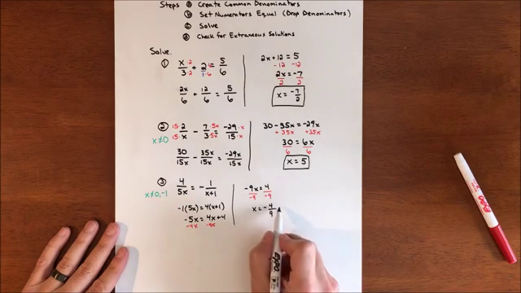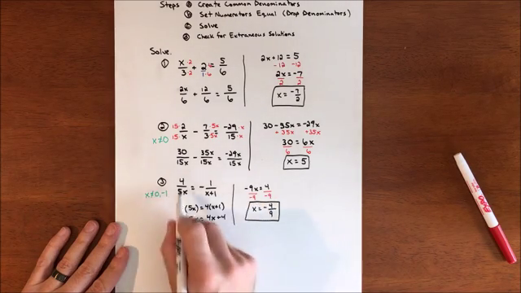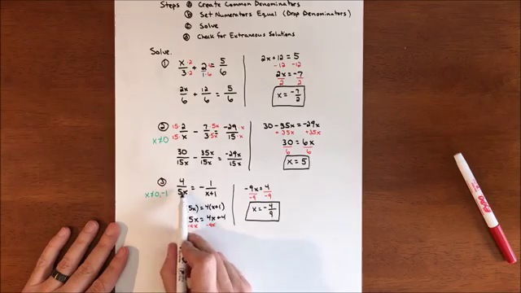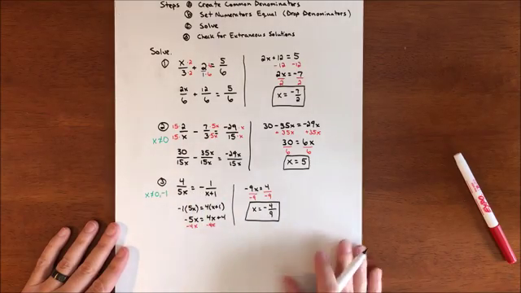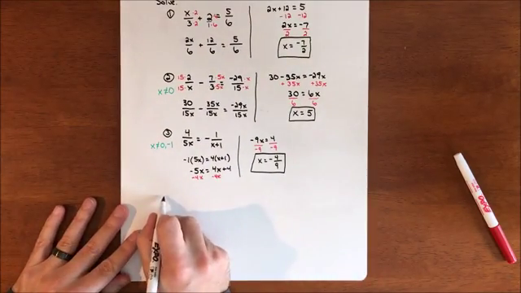Now it's not a nice answer, but it's not one of our domain issues. It's not a constraint. So it should work when we plug it back in to make sure that actually that fraction does equal that fraction when you plug it in. All right, let's do another.